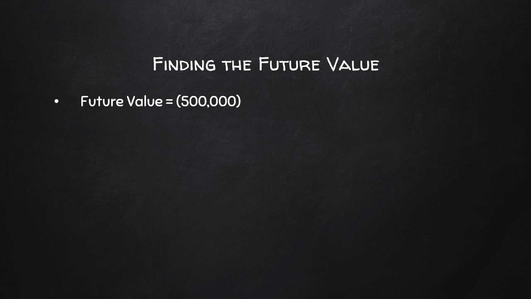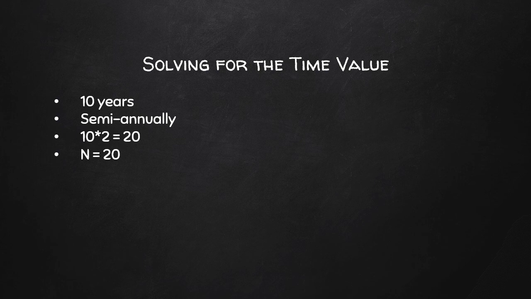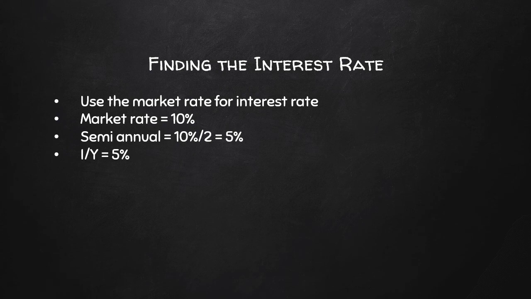Next is the future value, which you're given in this case, 500,000, again negative. The future value is the face value. Then you solve for the time value. It's 10 years, but it's semi-annual, so you do 10 times 2 and you get 20. Then you find the interest rate. The interest rate is the market rate. You have to use the market rate value. It's very important to use the market rate value here. You take the market rate, which is 10%, divided by 2 because it's paid semi-annually, and you get 5%.